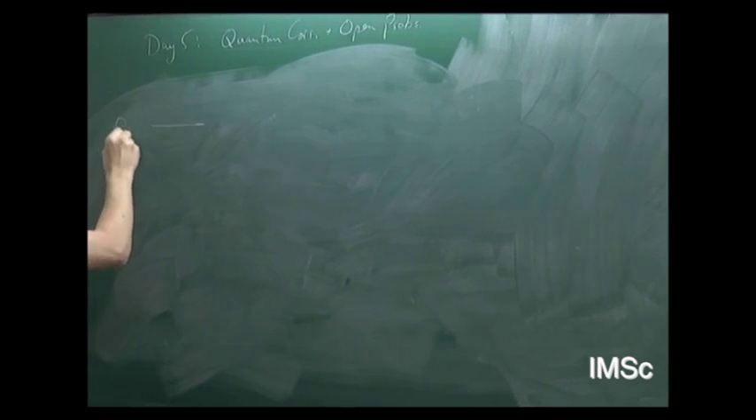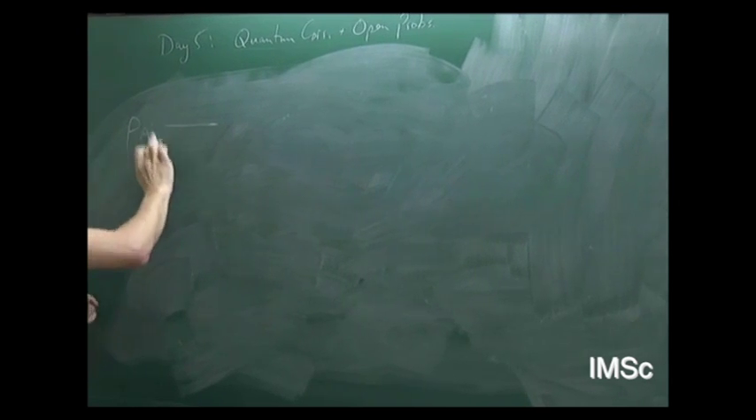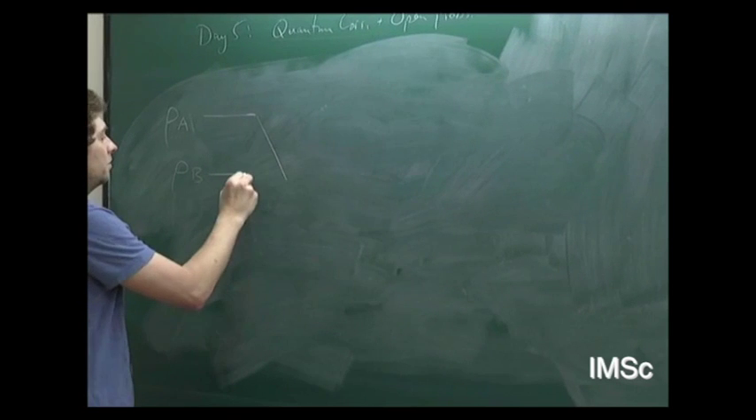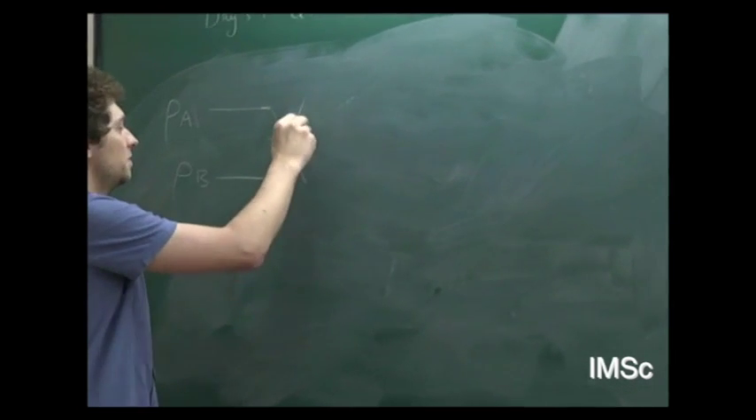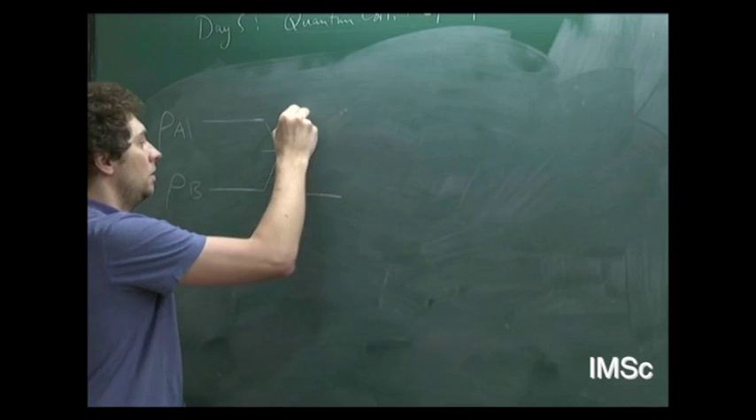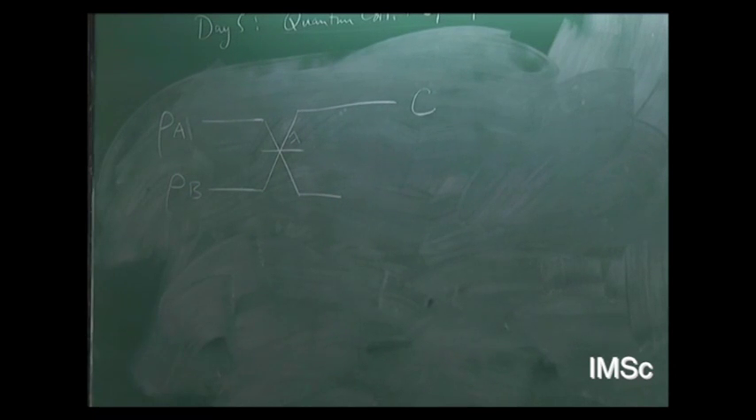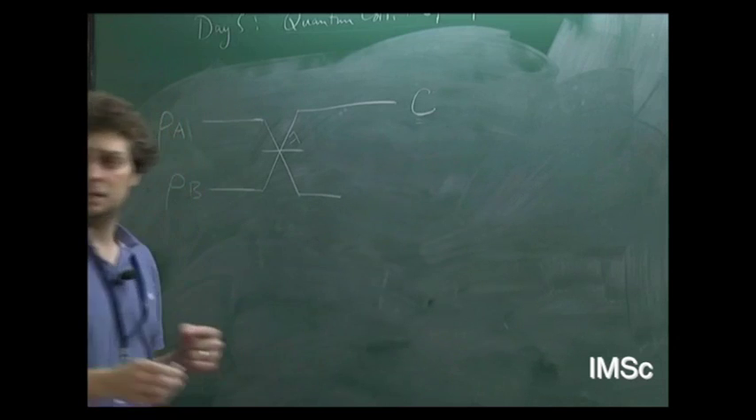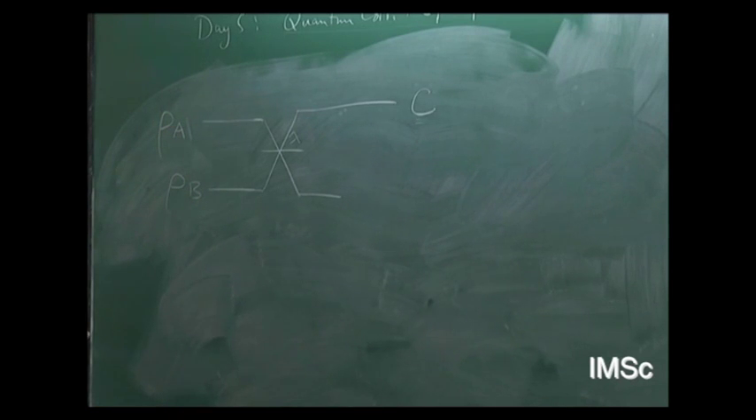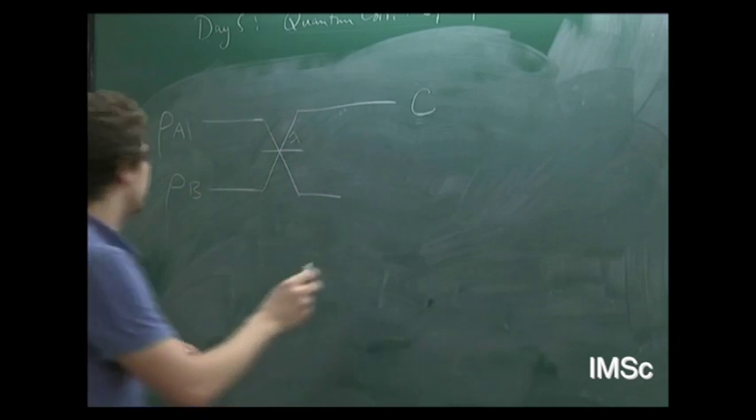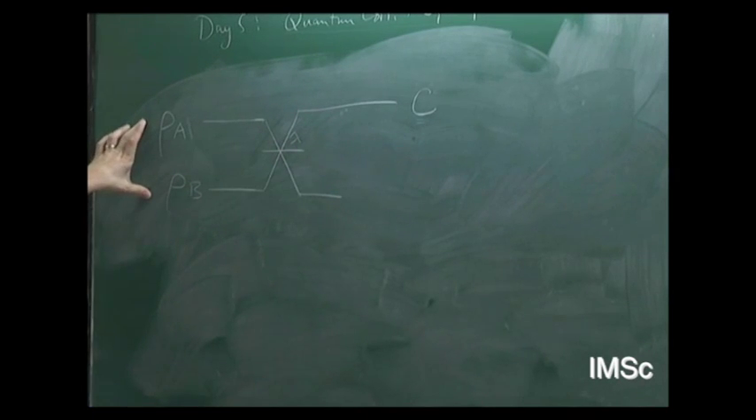So let's say I take some quantum state rho A, it's a bosonic state, and I take rho B, it's also bosonic, and I have some beam splitter with transmissivity lambda again. And I mix these two things on the beam splitter, and then just look at this system C. The question is, what is the relationship between the entropy of C and the entropy of these two?